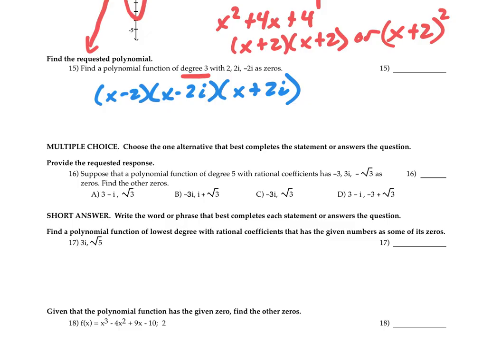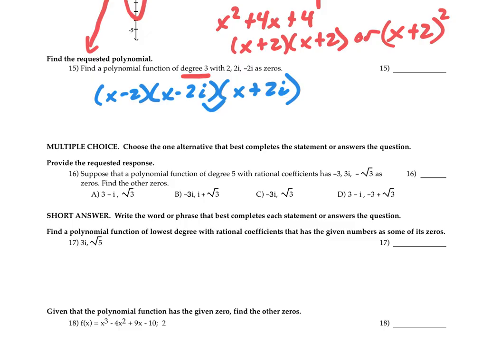We have two imaginary zeros. And so what I would tell you on this one, this is what we talked about a little bit the other day: do your i's first. FOIL those together first. Get that answer. And then take x minus 2 times that answer.